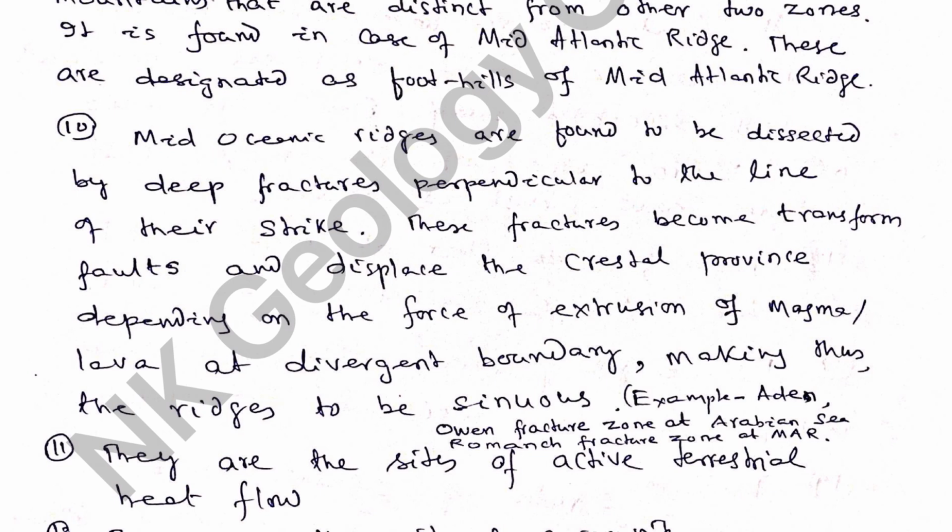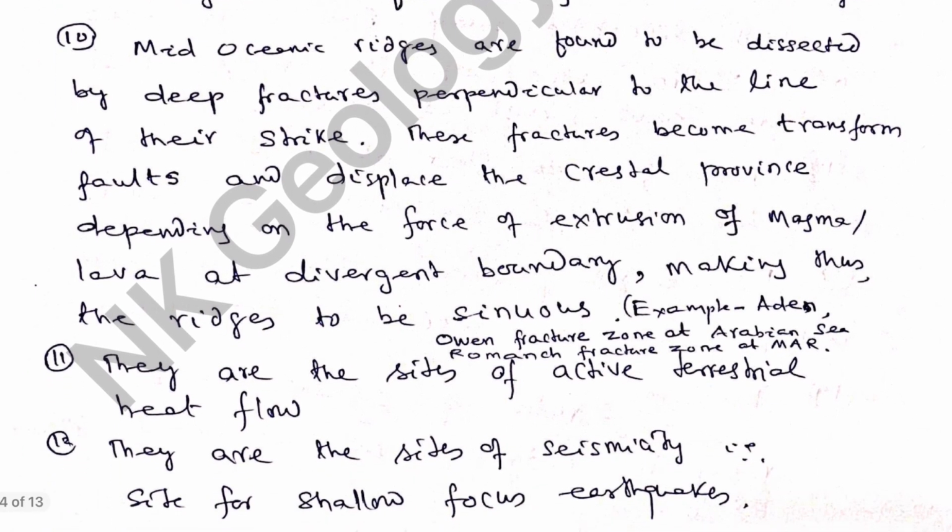Because of this unequal pushing, these cracks or fractures develop, and these fractures later get converted into transform faults. We have the Medius ridges at Aden, the Owen fracture zone at the Arabian Sea that links Aden with the Indian Oceanic Ridge, and the Romanche fracture zone at the Mid-Atlantic Ridge. These are the fractures, long fractures.